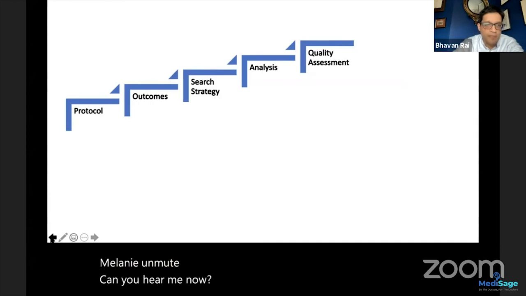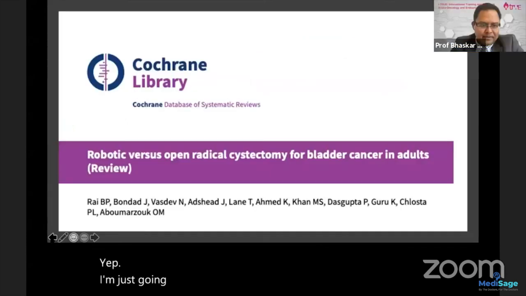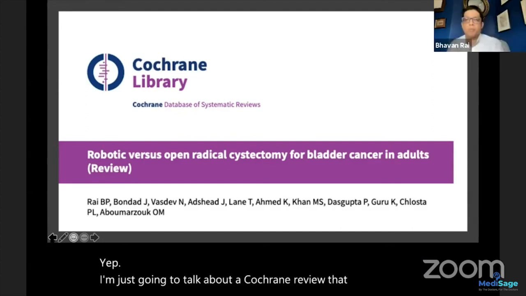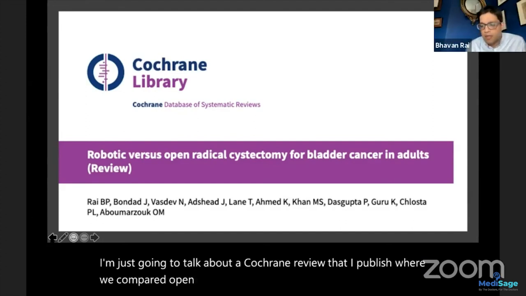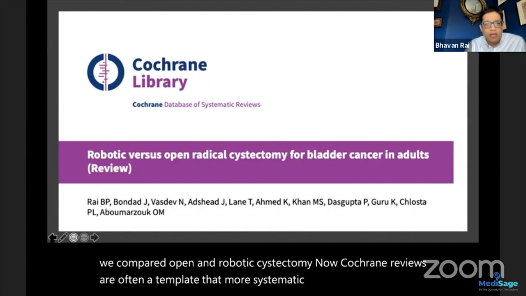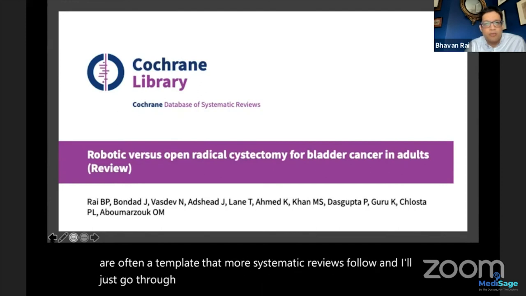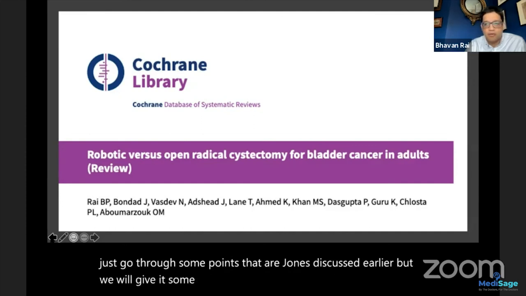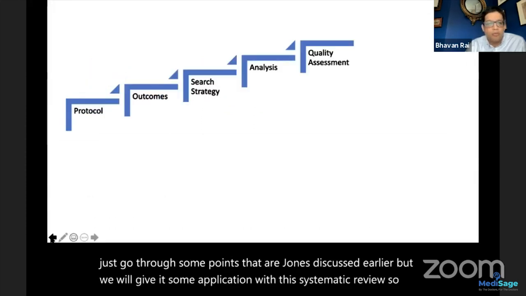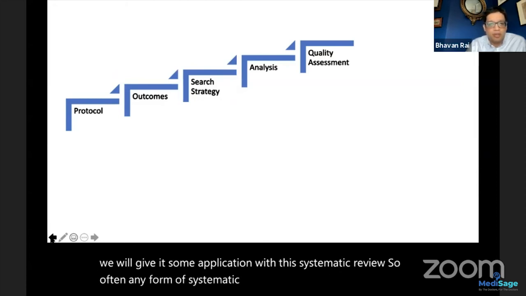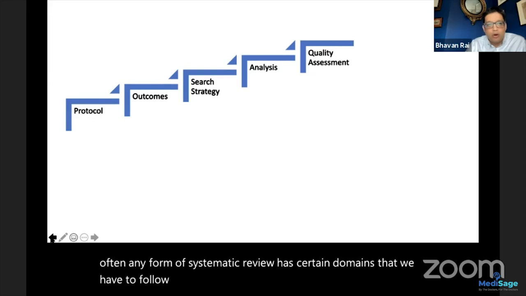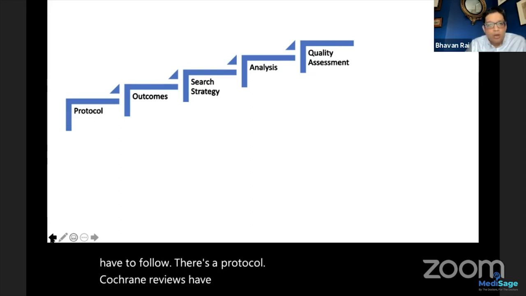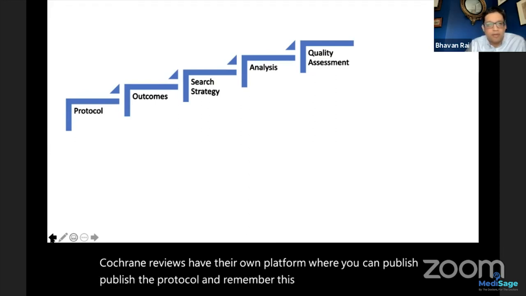Yeah. Okay. I'm just going to talk about a Cochrane review that I published where we compared open and robotic cystectomy. Now, Cochrane reviews are often a template that most systematic reviews follow. I'll go through some points that Arjun discussed earlier, but we will give it some application with this systematic review. So often, any form of systematic review has certain domains that we have to follow. There's a protocol. Cochrane reviews have their own platform where you can publish the protocol. And remember, this protocol needs to be extensively discussed.